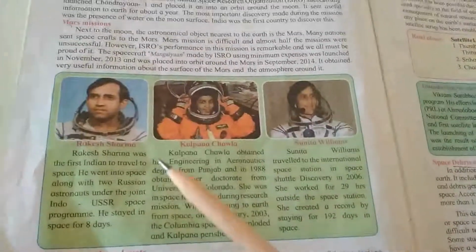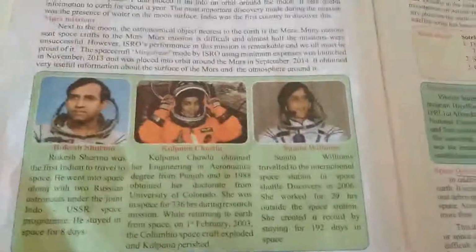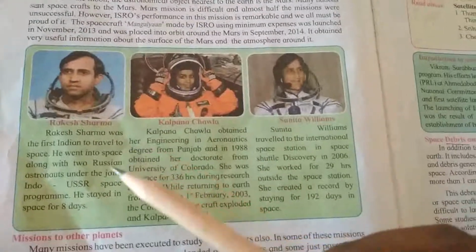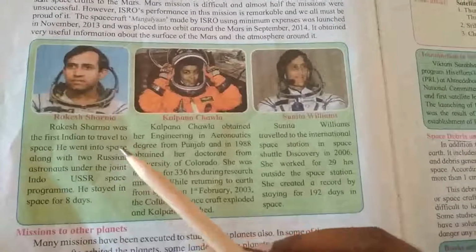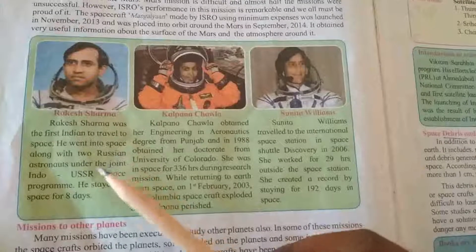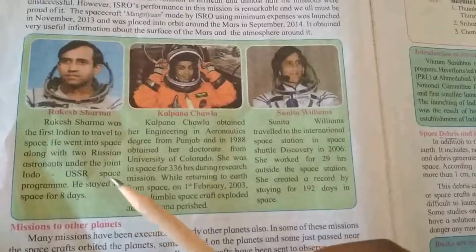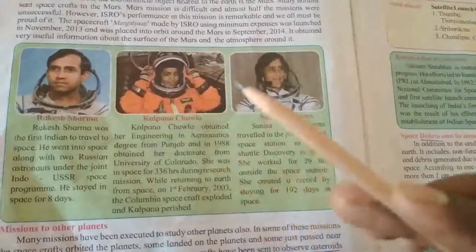So here is some information about Indian astronauts. Rakesh Sharma was the first Indian to travel to space. He went into space along with 2 Russian astronauts under the joint Indo-USSR space program. He stayed in space for 8 days.